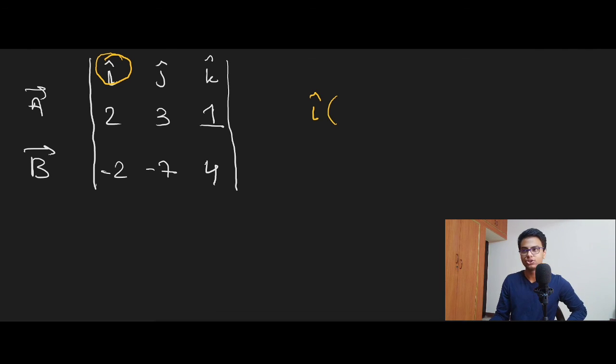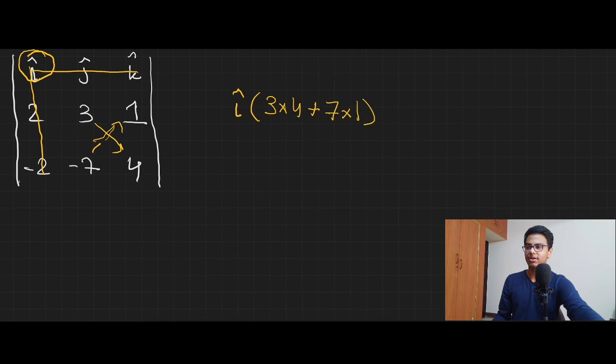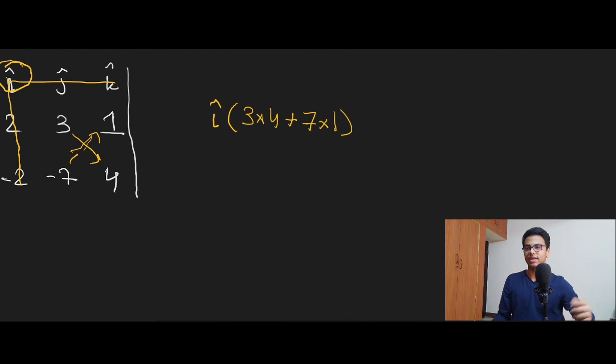And once I choose I cap, you need to go from I cap, J cap, and then to K cap. All right. So once you choose this I cap, remove this row, remove this column. Now what you have to do, this into this minus this. All right. So this is going to be 3 into 4 plus 7 into 1. Why did I put plus? Because it's minus, right? You're supposed to subtract over there. So I just took the negative of that.